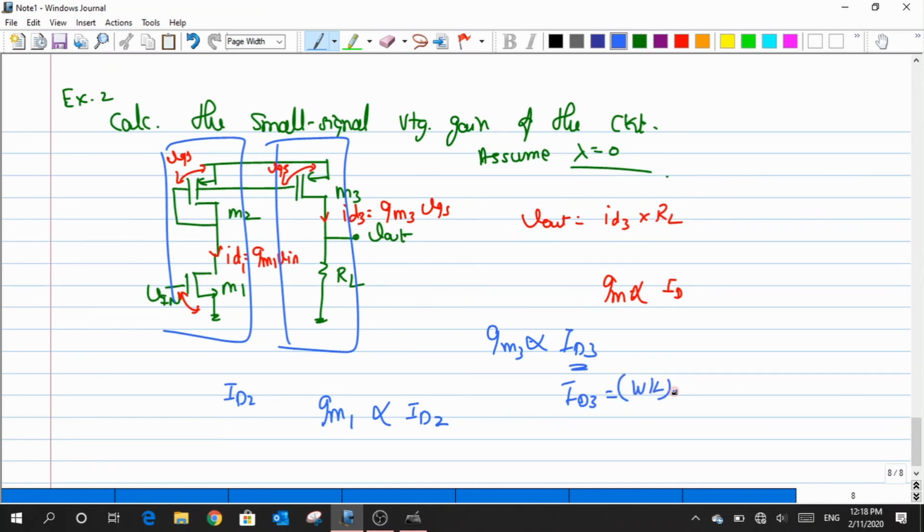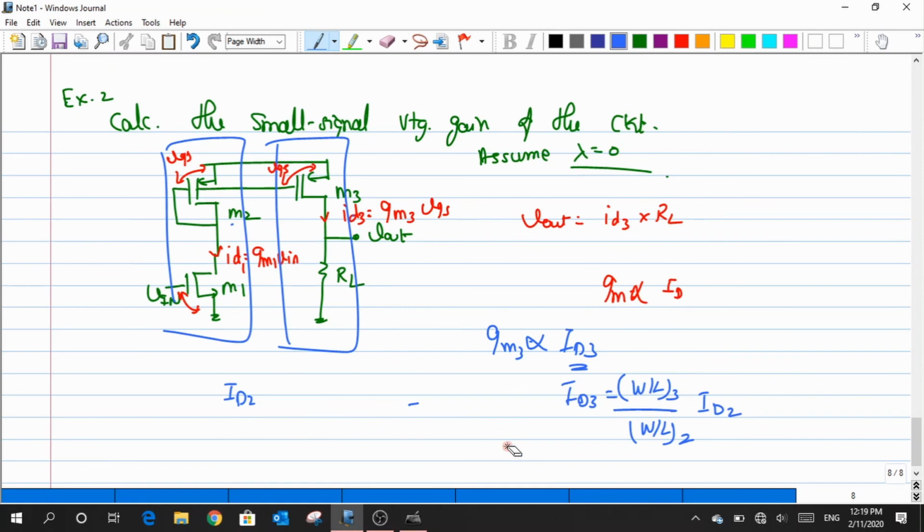W by L of 3 divided by W by L of 2. It has to be 2, not 1. Anybody wants to know why it is not W by L of 1? First of all, the transistors are not all the same. In this case, my M2 and M3 are the same, so I can compare them. But M3 and M1 are completely different transistors. So I don't have those commonalities to cancel out Kn dash with Kp dash. I don't have such cancellation techniques. So that's the reason.